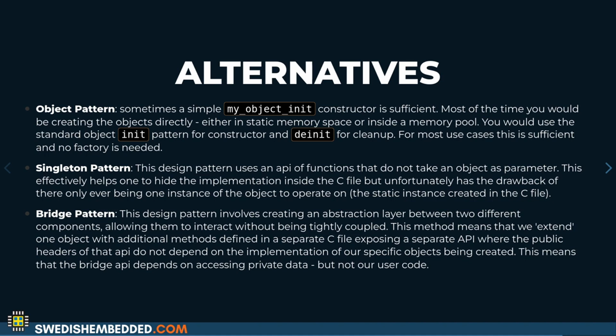And the third alternative is the bridge pattern, where we basically hide the complexity in an additional C file or a library that the application interacts with. So we could have some implementation that accepts a simple API from the application, and then handles all the creation details for the objects. So that's the third alternative.